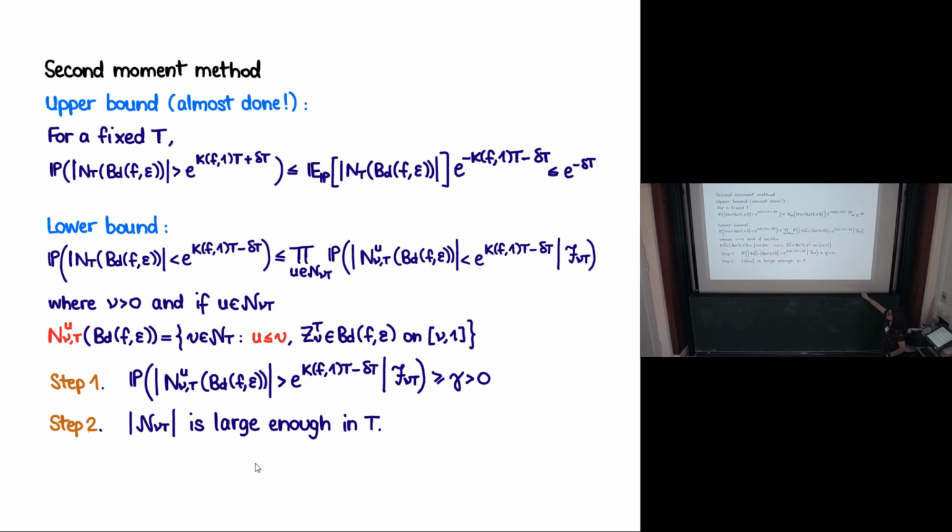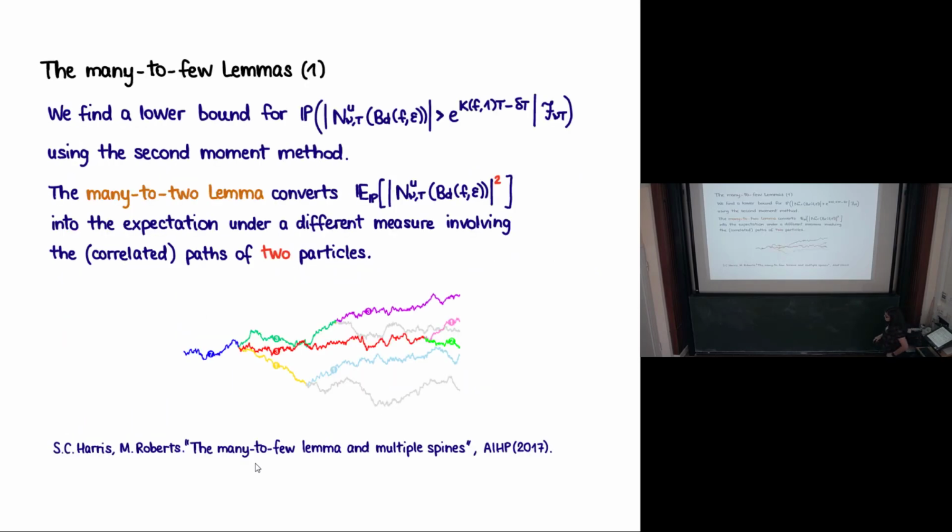So now I need to prove these two steps: showing that the number of descendants of a particle staying near F is large enough, and then showing that I actually have enough particles in an early generation. For the first part, what you can do is a second moment method. This is standard: you have a lower bound which depends on the first and second moment. So what's the trouble? You need to calculate the second moment, the expected number of particles squared. And this you can do with the many-to-2 lemma.